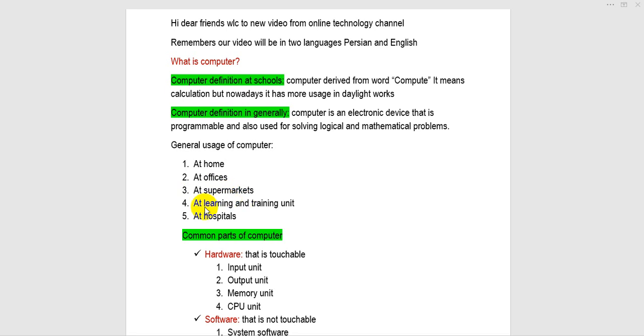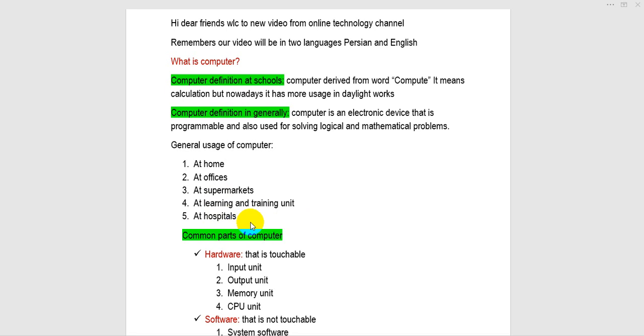Good. And also the fourth one is at learning and training units. The very good example of this part is learning from distance. It means if you have a computer, you will put it online, and also you can learn your college lessons from a distance. You will go online and learn them. Okay, and the last one is at hospitals. If you see, all the hospitals will have a database for themselves for managing their materials, their doctor list, their patient list and other things.